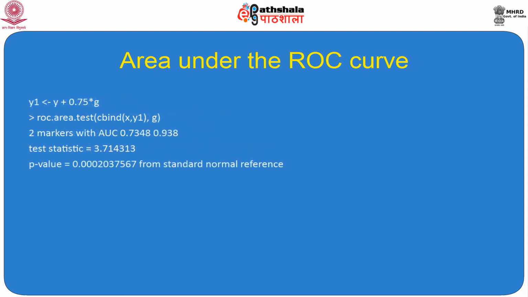Now in the last part we generate a new variable, y1, which is a product of y with the addition of 0.75 times g. When we put x with y1, we get AUC values for the two markers of 0.7348 and 0.938. The test statistic value is 3.714313 with a highly significant p-value. So now there is a significant difference between these two markers.